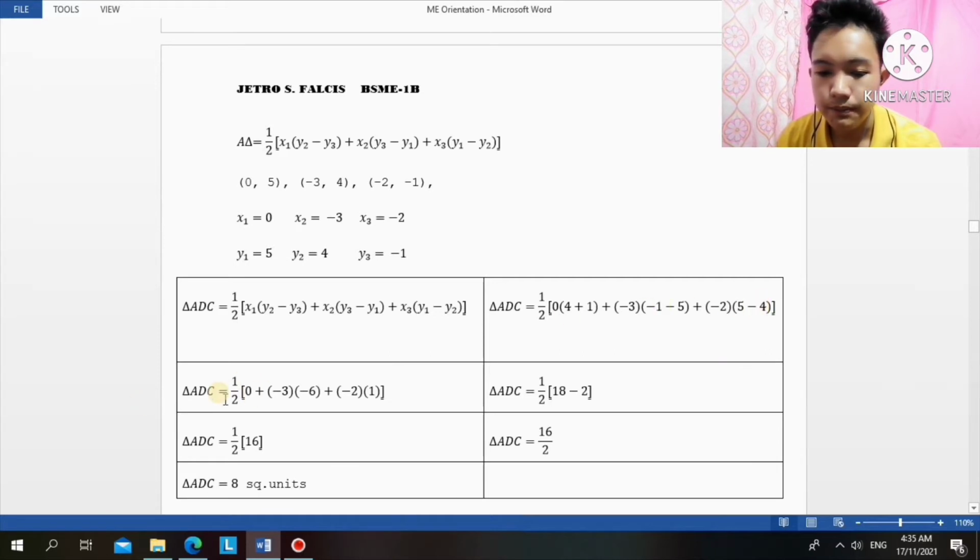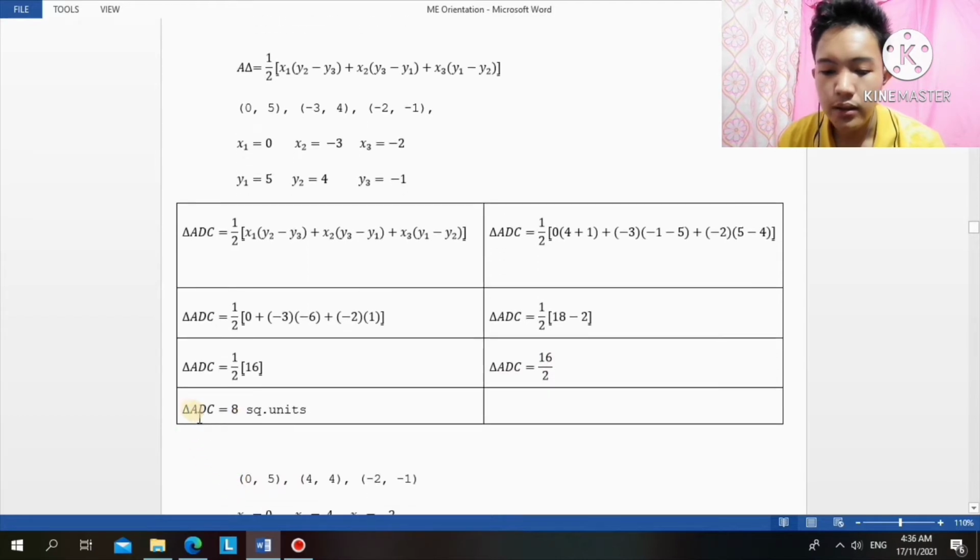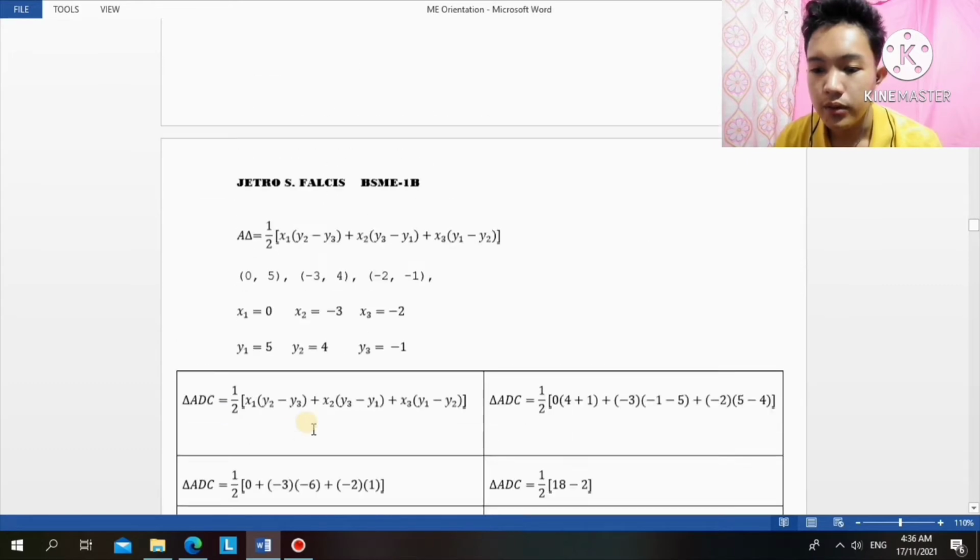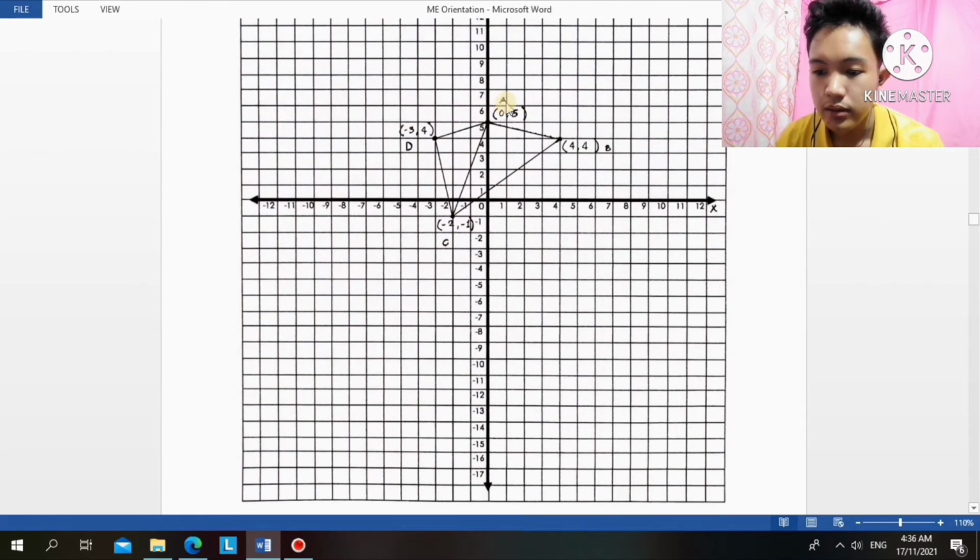So, our equation will be triangle ADC is equal to 1 half times 0 plus negative 3 times negative 6 plus negative 2 times 1. So, negative 3 times negative 6 is equal to positive 18. So, negative 2 times 1 is equal to negative 2. So, 18 minus 2 is equal to 16. Then, 16 over 2 is equal to 8. So, our area of triangle ADC is equal to 8 square units.